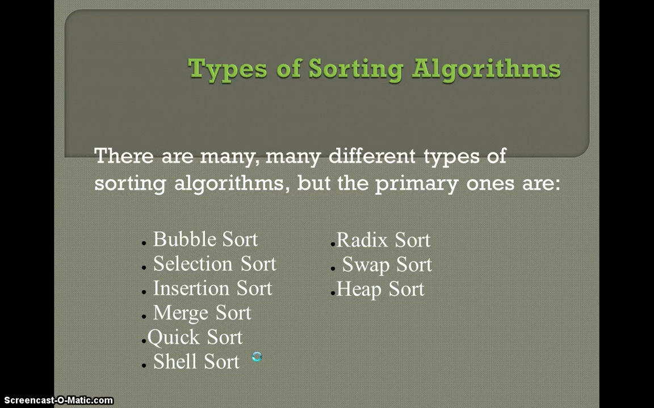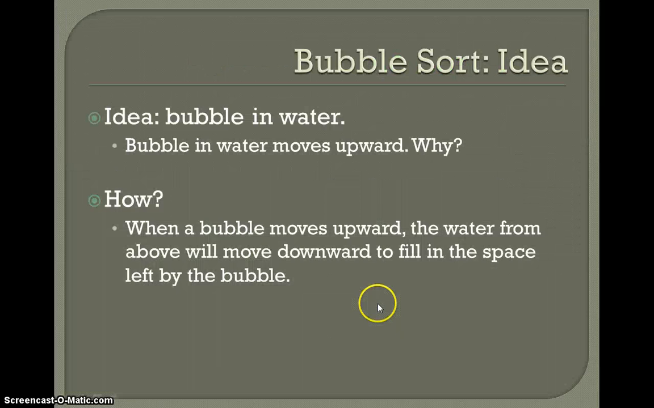Next, the different types of sorting algorithms which are most commonly used in real world problems or real world situations. There are many different types of sorting algorithms, but the primary ones are listed: bubble sort, selection sort, insertion sort, merge sort, quick sort, shell sort, radix sort, swap sort, and heap sort. Now let us see one practical example for the bubble sorting algorithm.